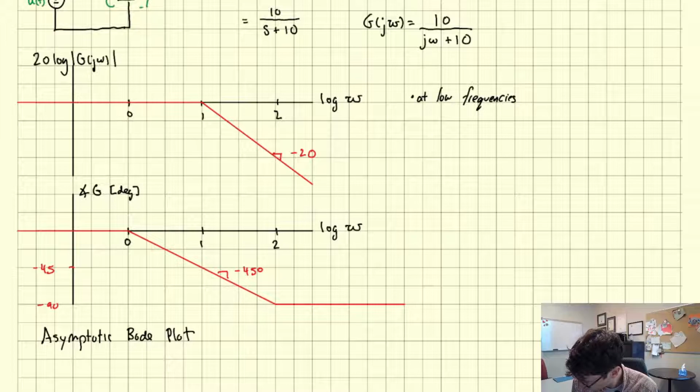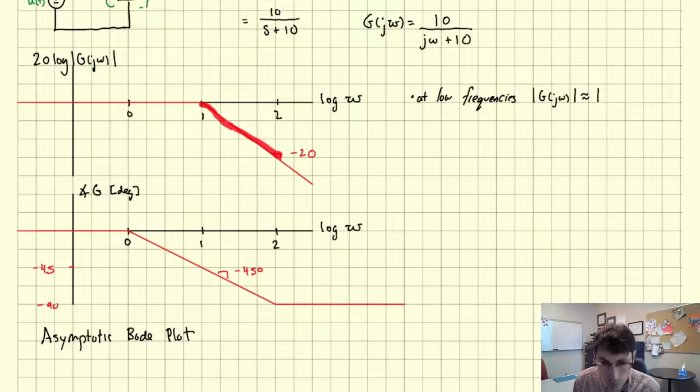So at low frequencies, our magnitude response is approximately equal to 1. And so if you apply an input at low frequencies, the output won't lose much power. It'll have almost the same amplitude. Okay? But there's this breaking point at 10 radians per second where it now starts to attenuate, right? High frequency inputs, they start to basically not show up at the output, right? Their amplitude starts to get really small really quickly.